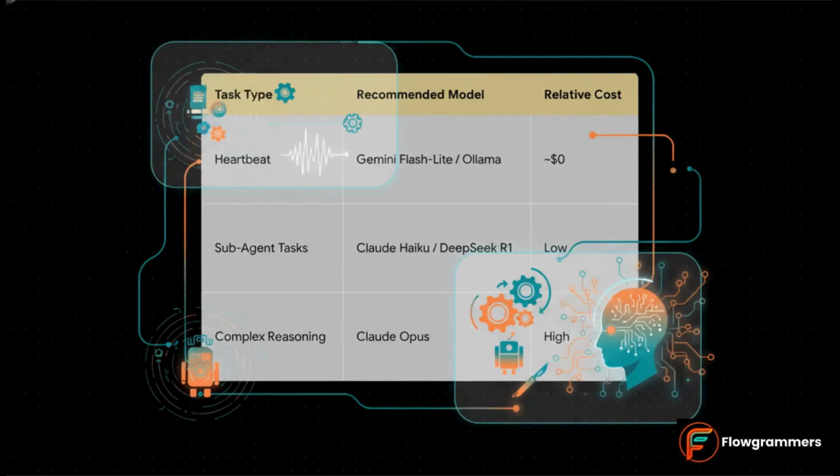This table lays it all out. For those simple heartbeat pings, just route them to a basically free model like Gemini Flash, or even better, a local one you run yourself with Ollama. For your day-to-day stuff, a cheaper model like Claude Haiku is perfect. You save that expensive brain surgeon model only for the really, really tough problems.